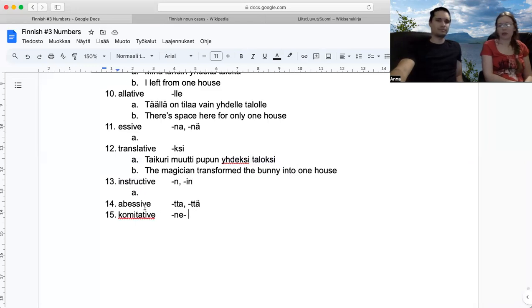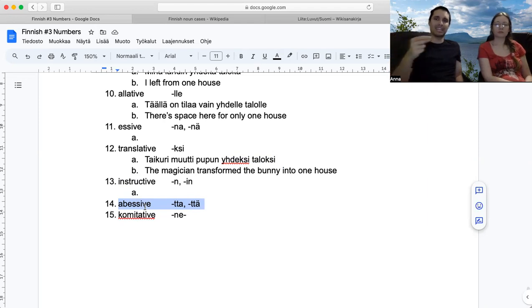The abusive case is pretty rare. I never use it. I would instead use the preposition ilman. We don't have a lot of prepositions in Finnish, but ilman, without, is one of those that we use quite a lot. So ilman taloa, without a house. Ilman taloa is the same as talotta.